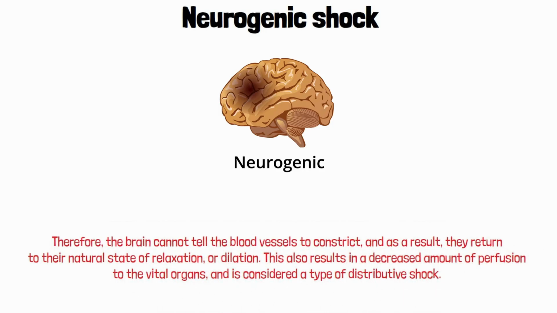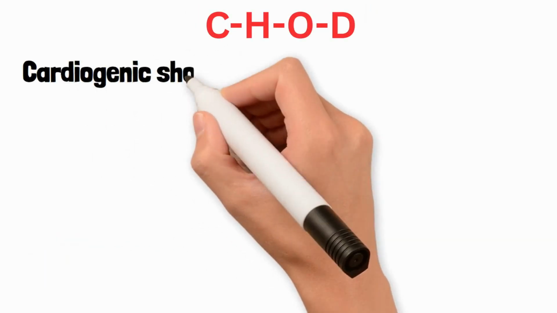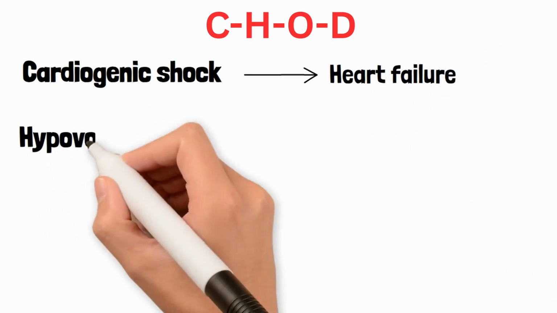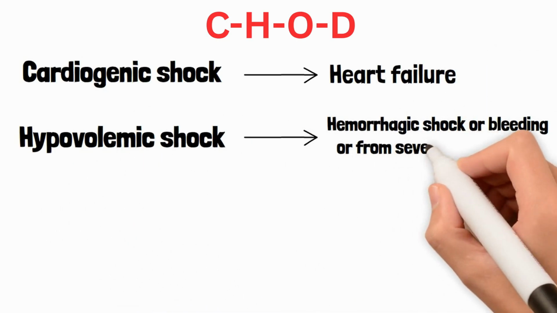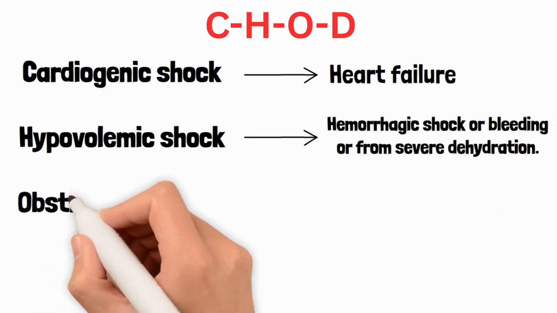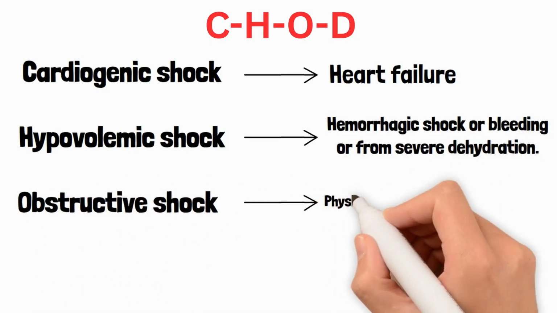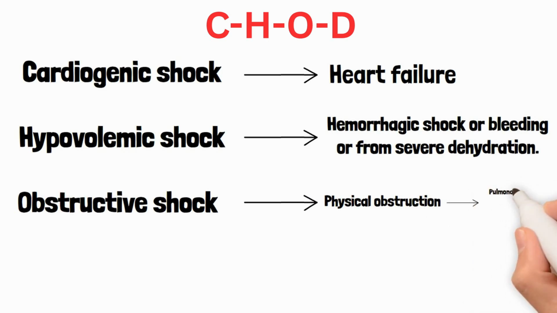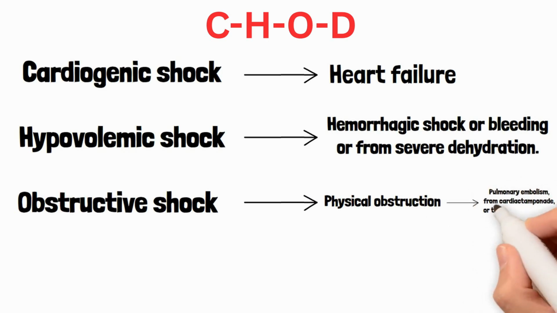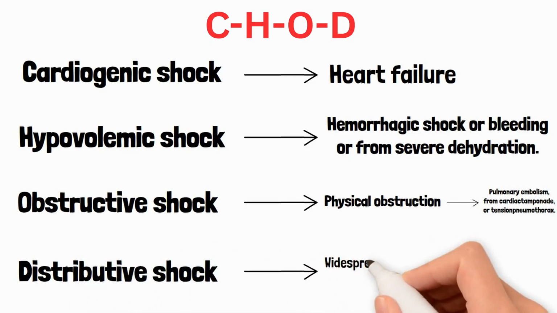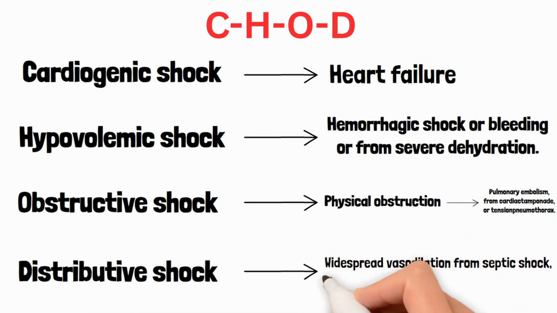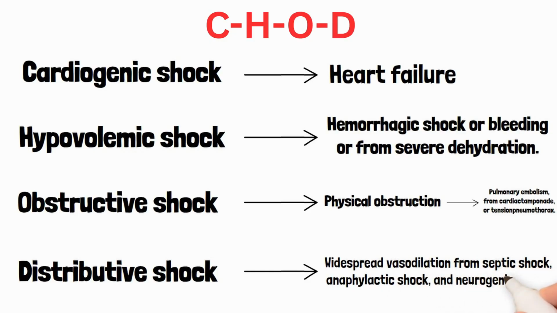To simplify, remember CHOD, C-H-O-D: cardiogenic shock from heart failure, hypovolemic shock from hemorrhagic shock or bleeding, or from severe dehydration, obstructive shock from a physical obstruction such as a pulmonary embolism, cardiac tamponade, or tension pneumothorax, and lastly, distributive shock, where there's widespread vasodilation from septic shock, anaphylactic shock, and neurogenic shock.